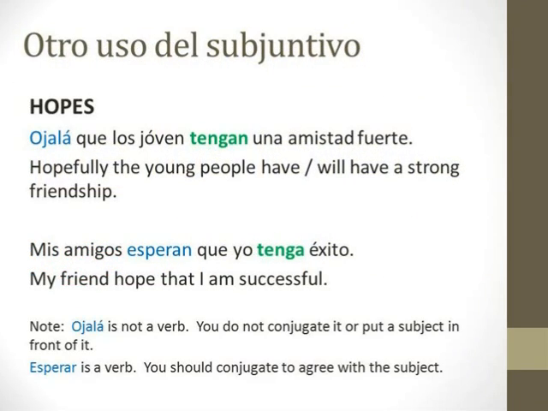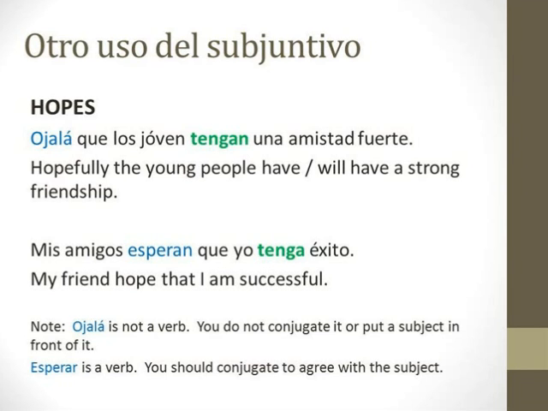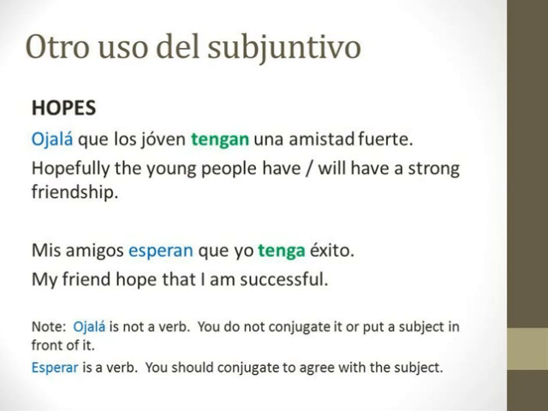You may have been thinking that the only use of the subjunctive was to talk about what you want other people to do. That is not true. We are going to learn 2 more uses of the subjunctive before this video is over. And the first one is super easy. We get to use 2 of our vocab terms from this chapter. When you talk about your hopes, you're going to use the subjunctive.